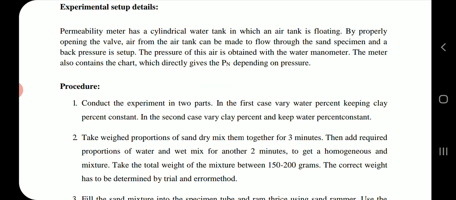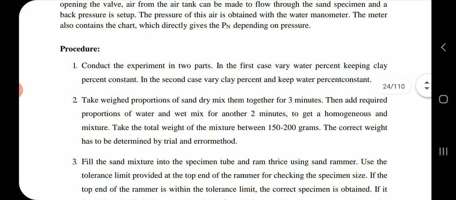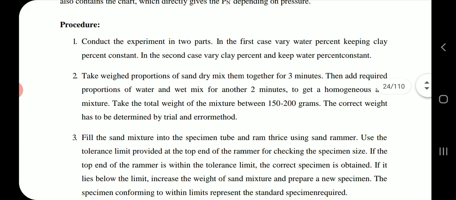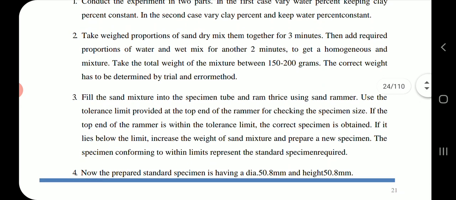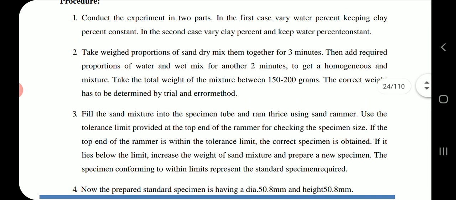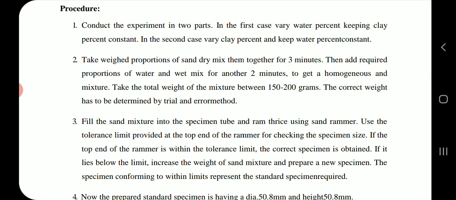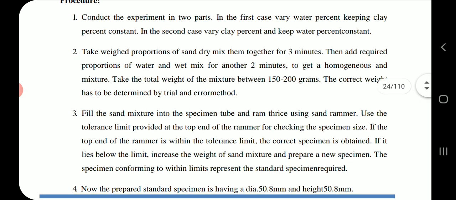Conduct the experiment in two parts. In the first case, vary the water percent keeping the clay percent constant. In the second case, vary the clay percent and keep the water content constant. Take weighed proportions of sand and dry mix them together for 3 minutes, then add the required proportion of water and wet mix for another 2 minutes to get a homogeneous mixture. Take the total weight of the mixture between 150 to 200 grams. The correct weight has to be determined by the trial and error method.